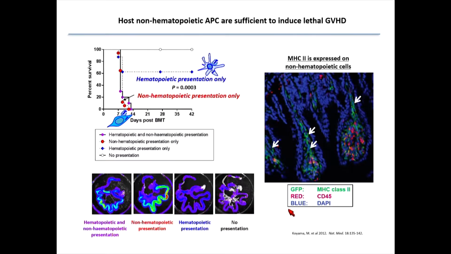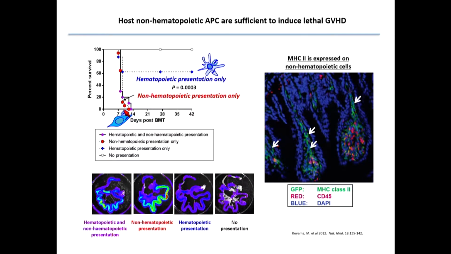Then we ask the question of hematopoietic antigen presentation versus non-hematopoietic antigen presentation. Here are the four arms, but all mice do not have antigen presentation by the donor. The difference between the four arms is host hematopoietic or non-hematopoietic antigen presentation. When the host non-hematopoietic and the hematopoietic antigen presentation are intact, the GVHD survival is like that.